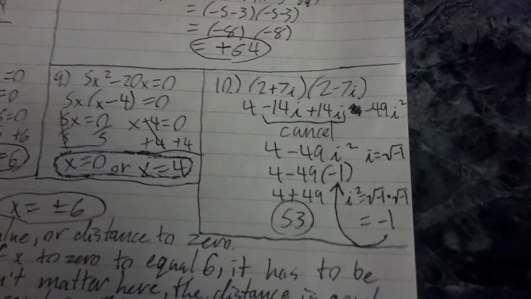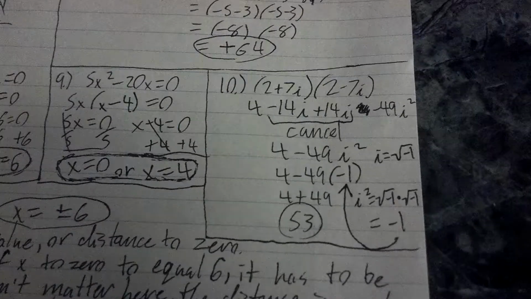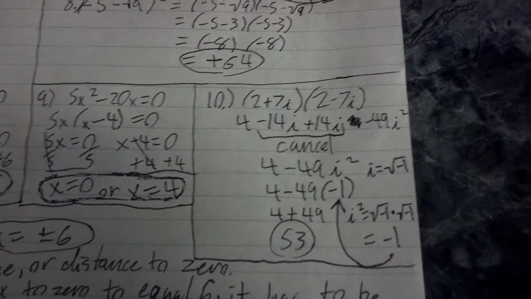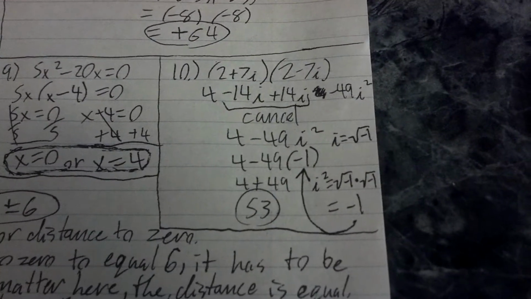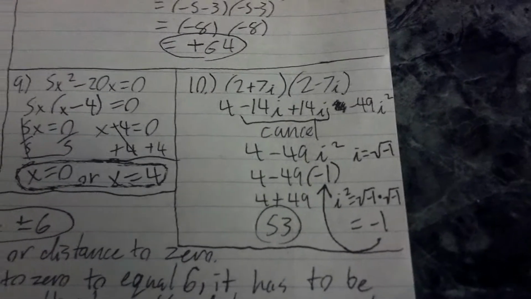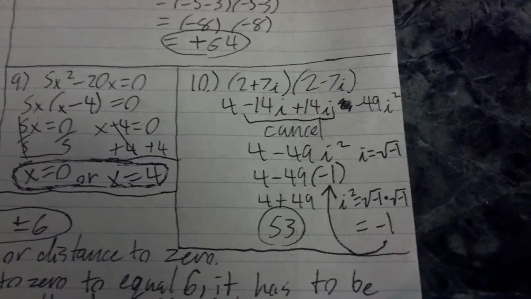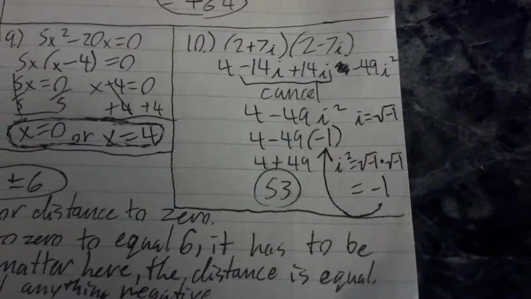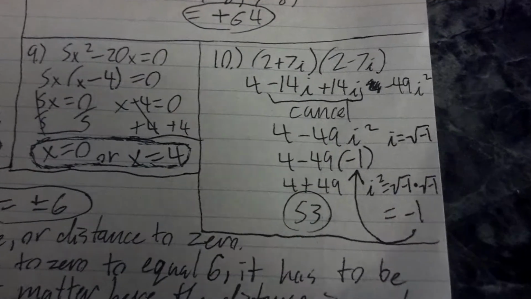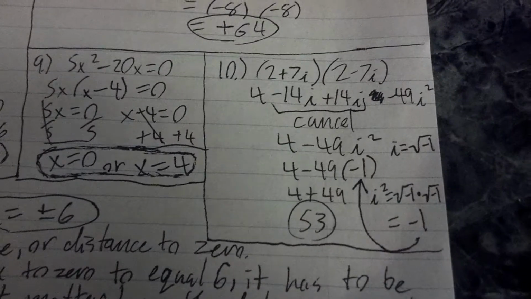So for number 10, 2 plus 7i times 2 minus 7i. When you FOIL that out, it gives you 4 minus 14i plus 14i minus 49i squared. So the negative 14i and the positive 14i cancel out. So that means that you're left with 4 minus 49i squared. And because i is equal to the square root of negative 1, like I said, that means the square root of negative 1 times the square root of negative 1 equals negative 1. So i squared is equal to negative 1. So with that negative 1 in there, it changes the 49 sign to positive, and then that gives you 53 for your answer.